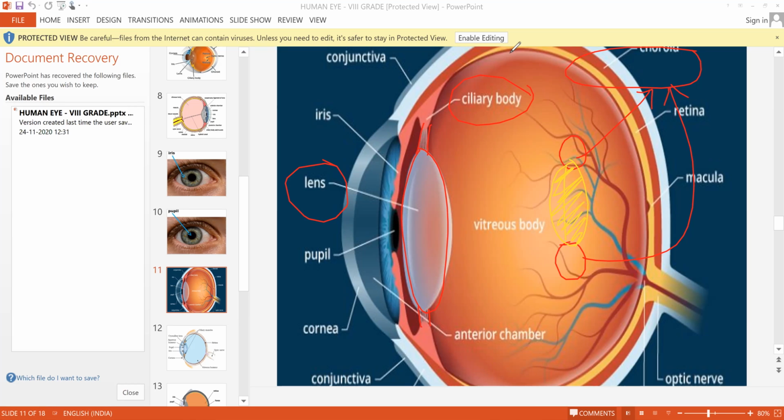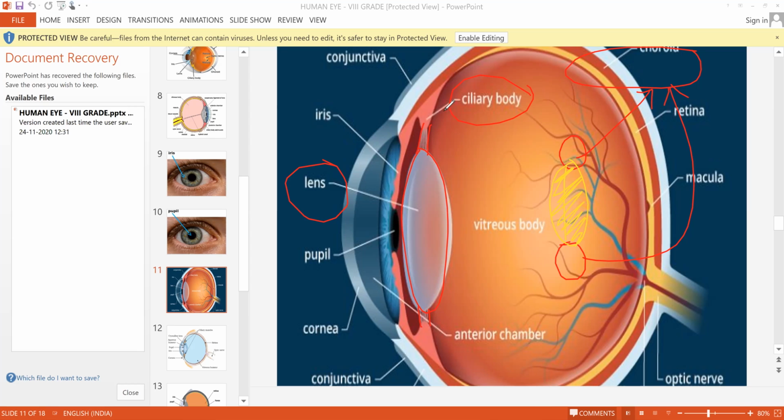Understood everybody about the ciliary body? Yes, ma'am. So is it clear for everybody? Clear, ma'am. Okay, then we will move to the next.